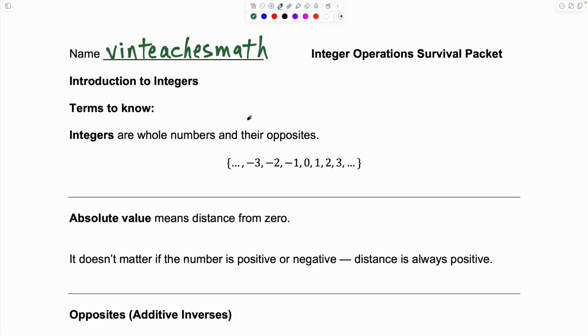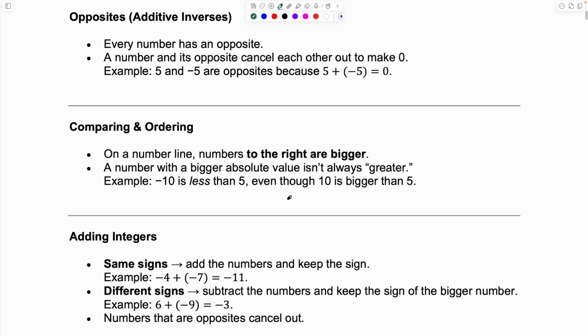What's up? I'm Vin, and I'm going to go through this integer operations survival packet. And I did provide a link to a copy of this packet in the description below, so you could click on the link and download the PDF. And I would recommend that you read the notes first, then try the questions out.